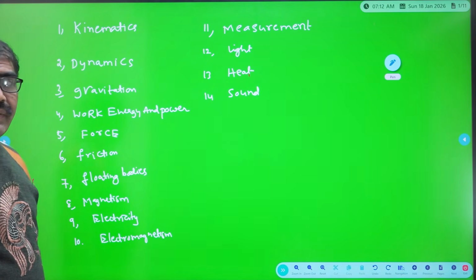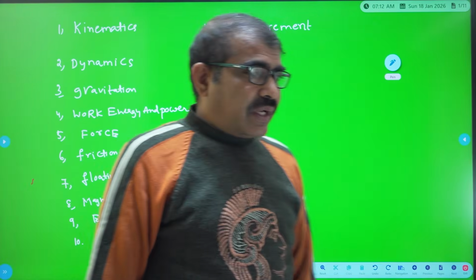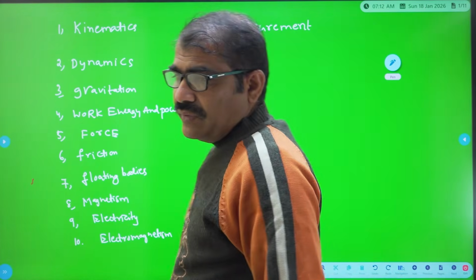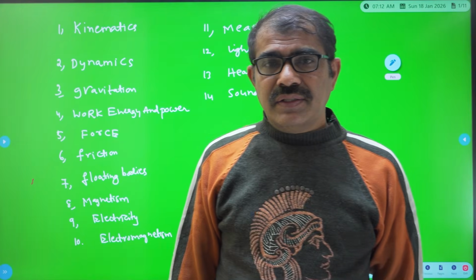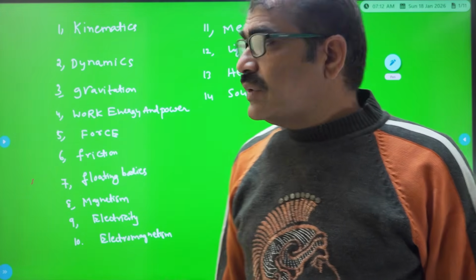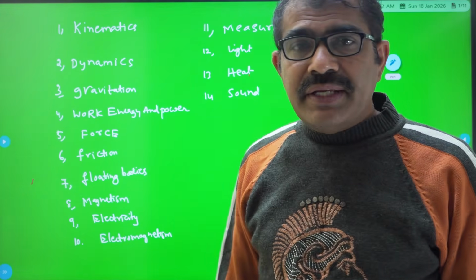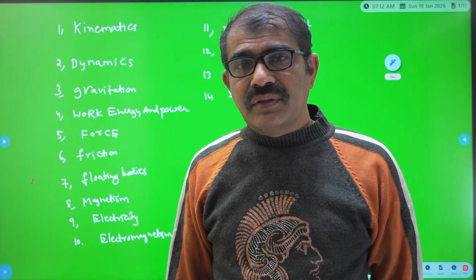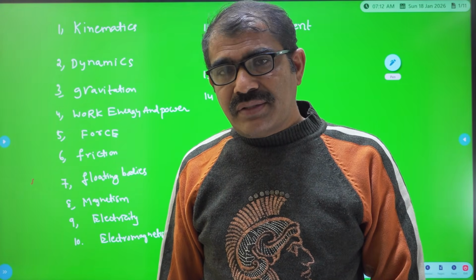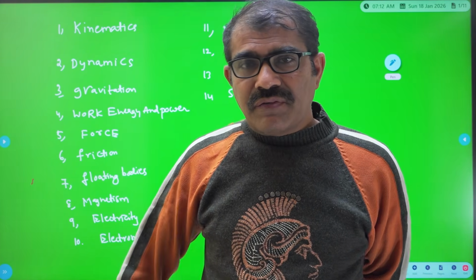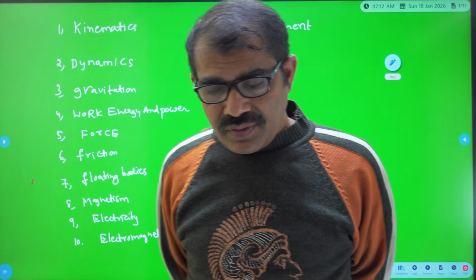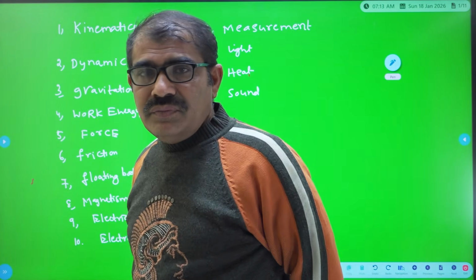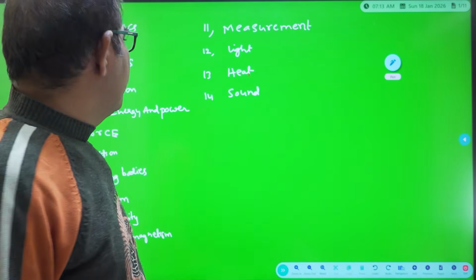Right. Today, I will discuss kinematics. What is the meaning of kinematics? Kinematics is the branch of physics that deals with the motion of objects without reference to the cause of motion.